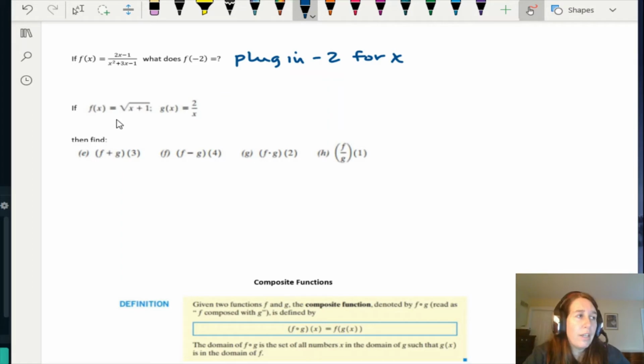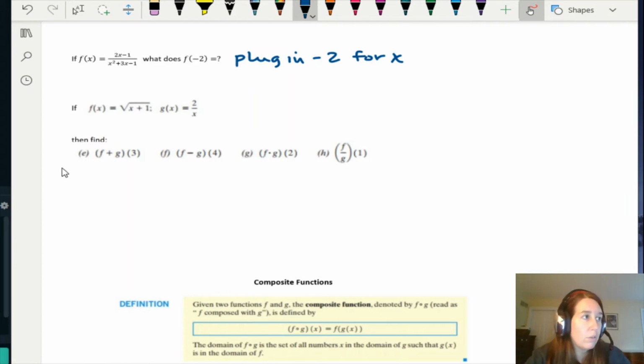What we're talking about is what if we've combined functions, then how do we put numbers in, right? And so we're going to look at this next one. So f is the square root of x plus 1, and g is 2 divided by x, okay? So if we're looking for the f plus g of 3, sure, we could add f of x and g of x and have those in terms of x and then plug in 3.